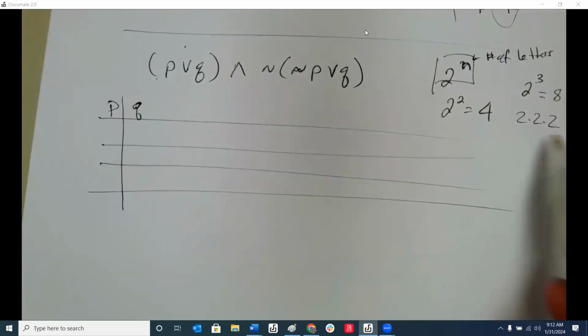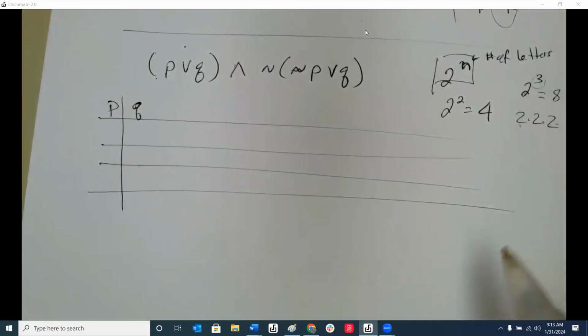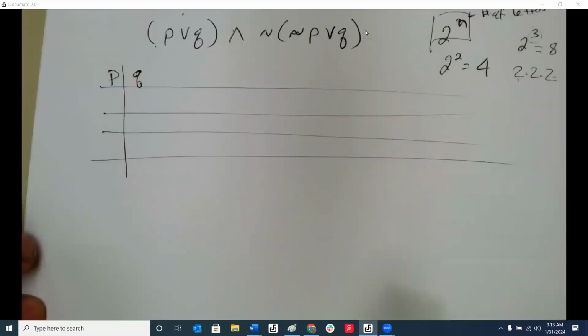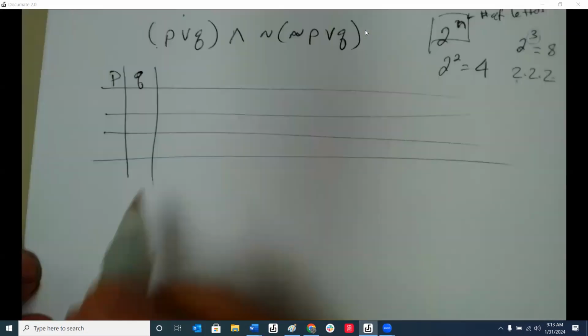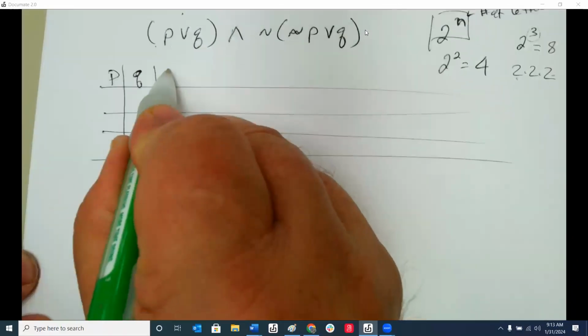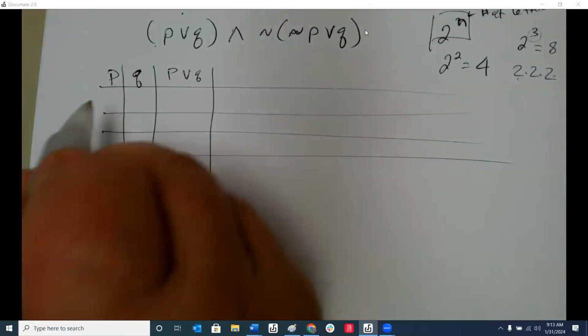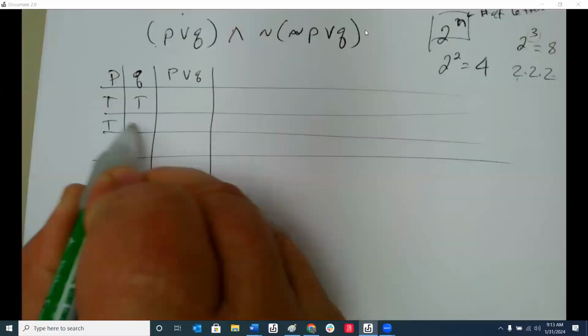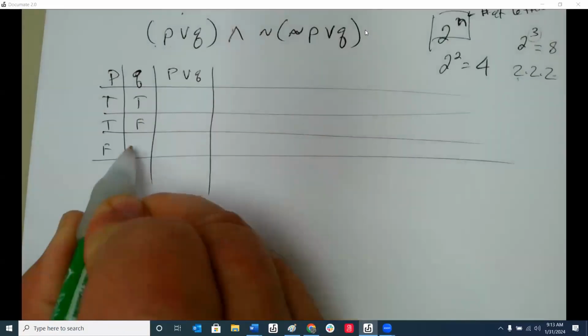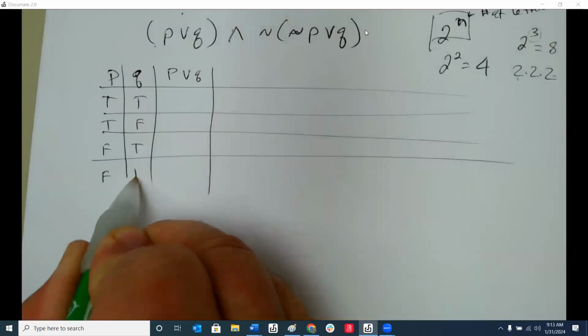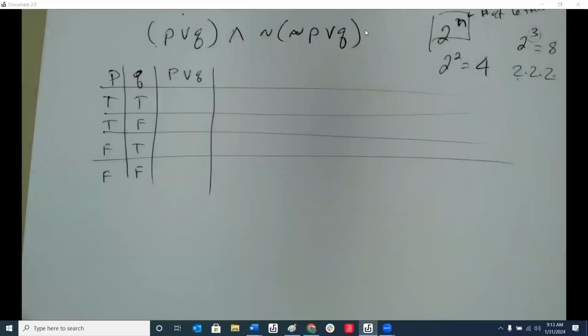Now, yeah, so that's what this exponential means: multiply the base that many times. So we'd need 8 rows that time if we had 3 letters. So now we begin our journey. The first thing we build is P or Q. True, true, true, false, false, true, false, false.